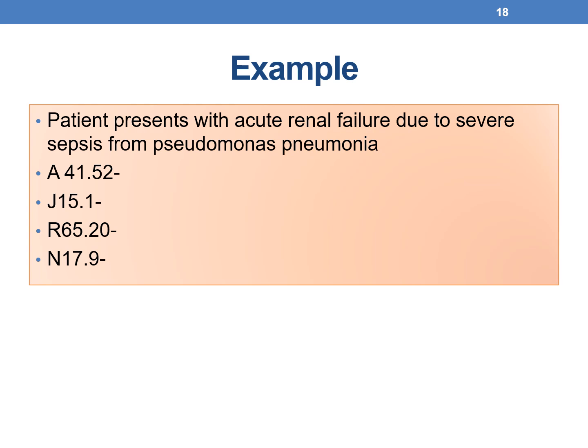Now let us see an example. Patient presents with acute renal failure due to severe sepsis from Pseudomonas pneumonia. Here, Pseudomonas pneumonia is the localized infection and severe sepsis. Both are reason for encounter. In that case, first you need to give priority to sepsis code A41.52, which is nothing but sepsis due to Pseudomonas, followed by J15.1, which is nothing but pneumonia due to Pseudomonas, followed by R65.20, which is nothing but severe sepsis code, severe sepsis without septic shock, and finally acute renal failure code N17.9.